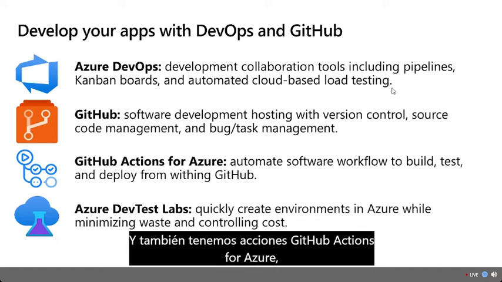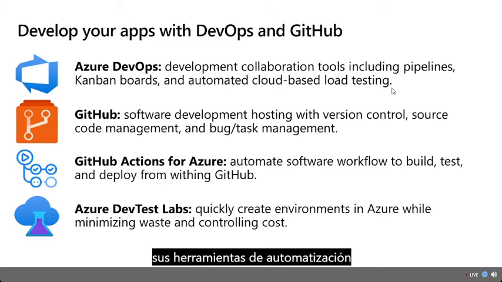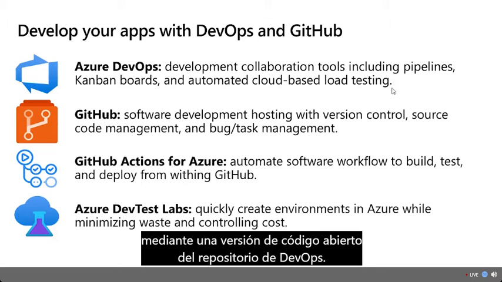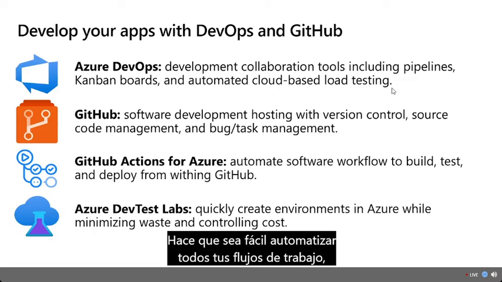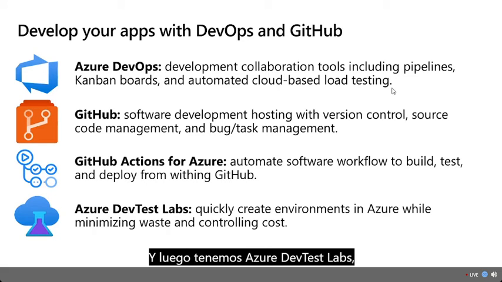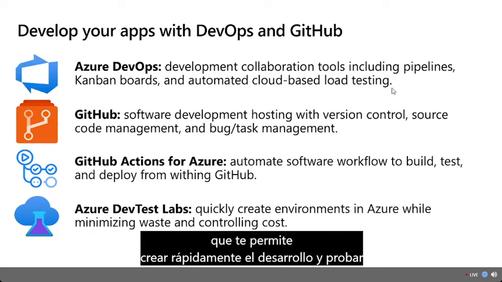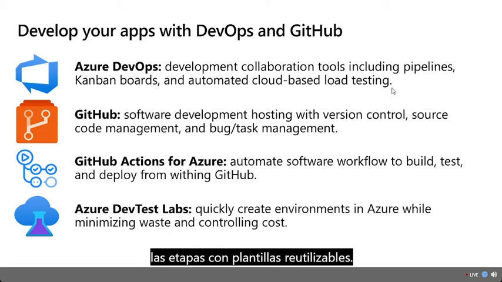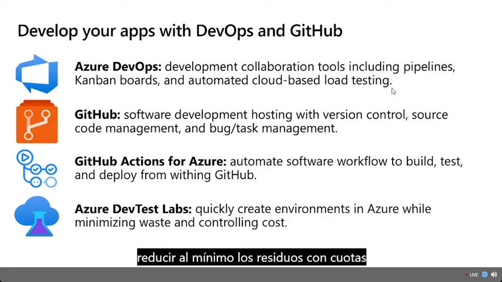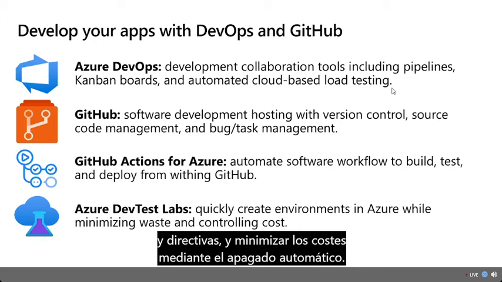And then we also have GitHub Actions for Azure. It's automation tools to build workflows from GitHub to Azure automatically, using an open source version of DevOps repository. It makes it easy to automate all your software workflows, build, test, and deploy your code right from GitHub. And then we have Azure Dev Test Labs, which allow you to quickly create development and test stages using reusable templates. You can use pre-created images, minimize waste with quotas and policies, and minimize costs by using automatic shutdown.